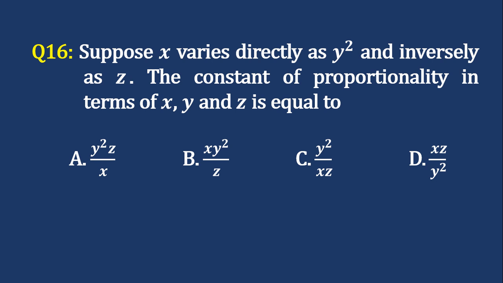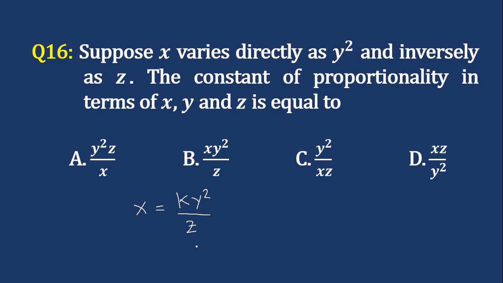Okay, so if we translate the first sentence into a mathematical equation, we will have x equals k y squared divided by z. So why do we have this form? Because it says here varies directly. So k times y squared. And the second part, varies inversely as z. So z must be in the denominator.